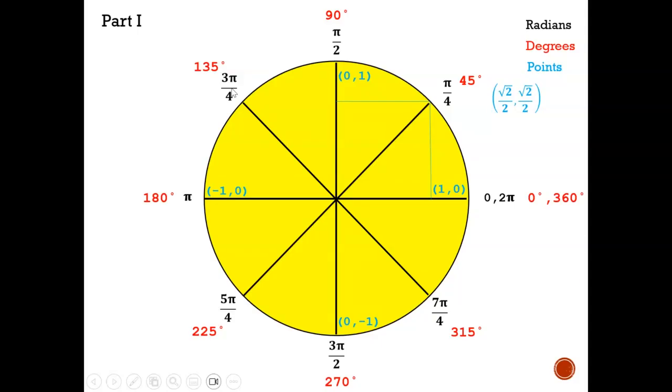So the 3 pi over 4 is in quadrant 2. So it's going to be negative and a positive. Quadrant 3, which is 5 pi over 4, both are going to be negative. So it'll be negative square root of 2 over 2 and negative square root of 2 over 2. And here, the 7 pi over 4 is in quadrant 4. That's going to be positive and a negative: the square root of 2 over 2 and negative square root of 2 over 2.